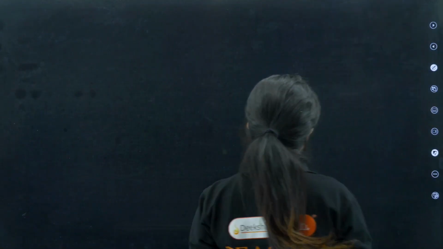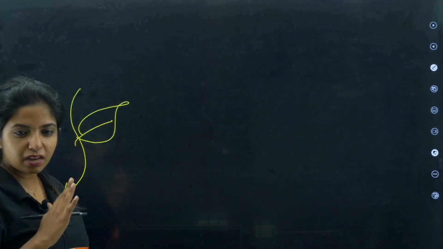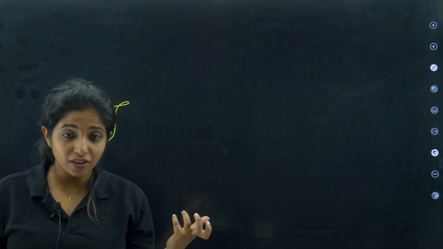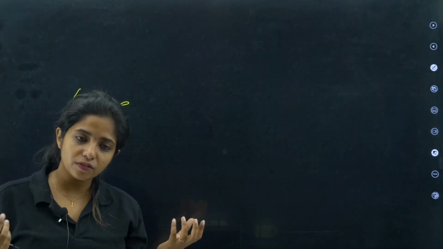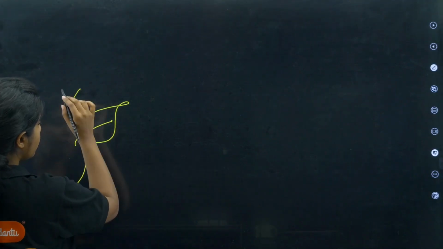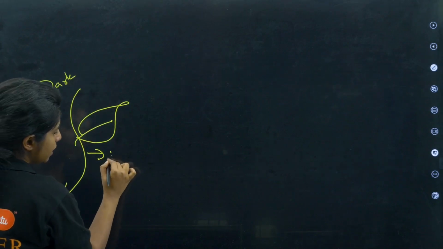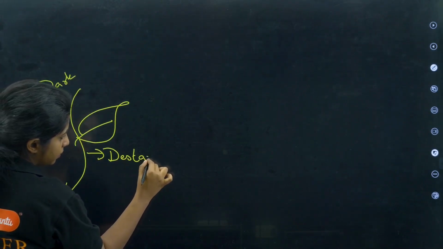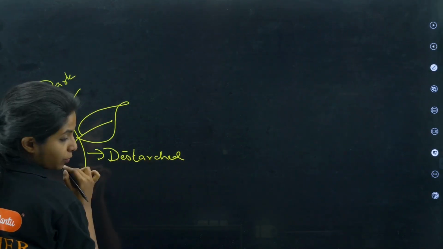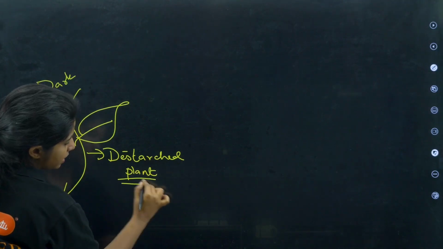I can do one thing. I can take a plant and put it in a dark room such that whatever amount of starch is there, starch is carbohydrate, right? Whatever amount of starch is there, it is used up. So basically, when I am putting it in the dark, at the end I am getting a de-starched plant. Now, what am I going to do with this de-starched plant?